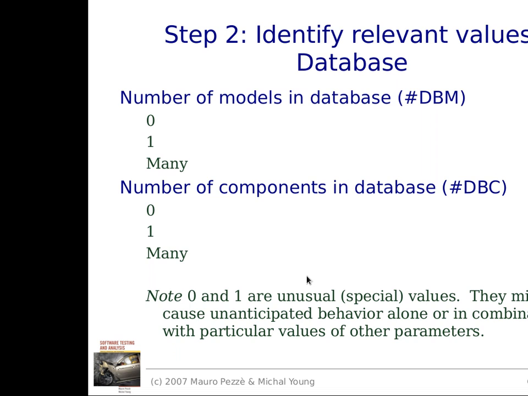Usually 0 and 1 are special values because they sometimes do not cause anticipated behavior, especially 0. Always make sure you test for nothing.